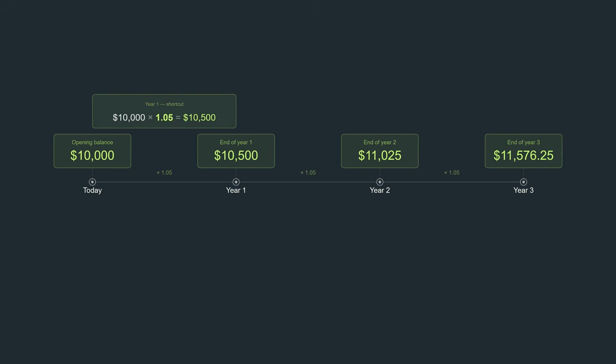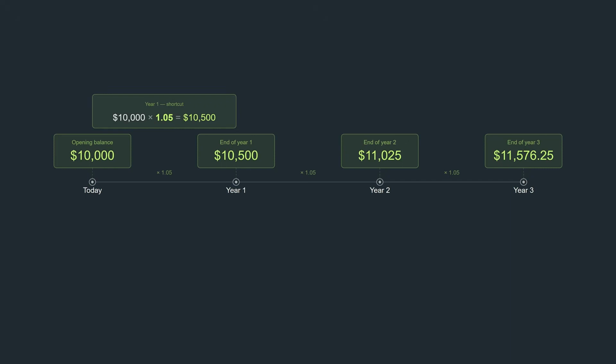And that's the shortcut. Rather than calculating the interest and adding it to the principal, we can multiply the principal by 1 plus the interest rate. So $10,000 multiplied by 1.05 gives us $10,500. But that's only 1 year.